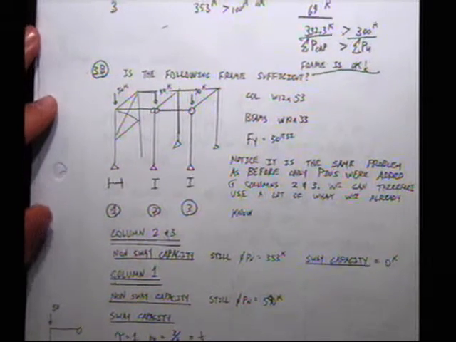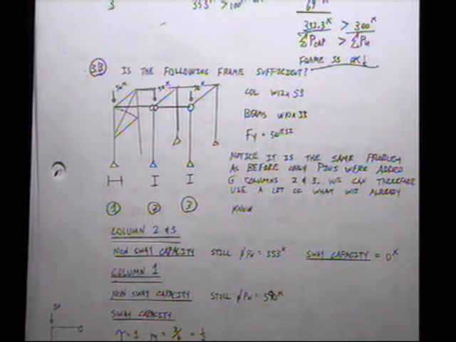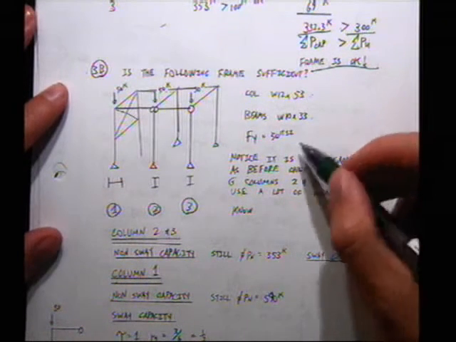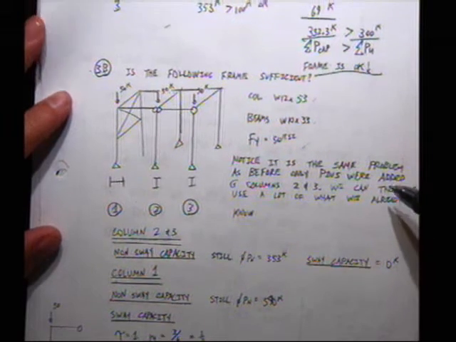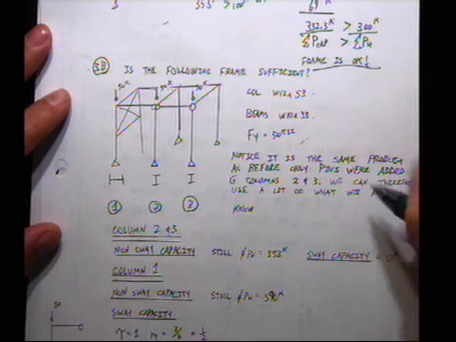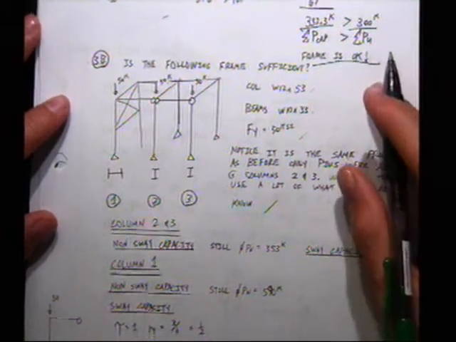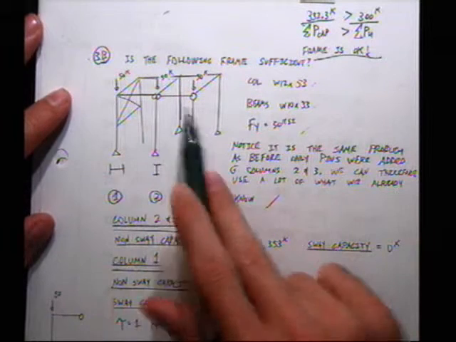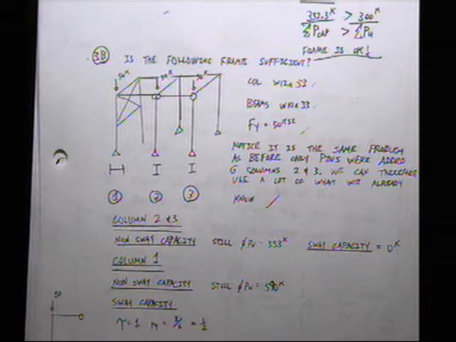Okay, so let's work the same problem, only I'm just going to add some pins in. I'm going to take some loads off. Columns, beams, FY 50 KSI. It's the same problem as before, only pins were added at columns 2 and 3. We can therefore use a lot of what we already know. First of all, does any of this change the pin capacity? Not at all. So we can reuse all of that. They were good before, and the loads got lower, so they're going to be good again.